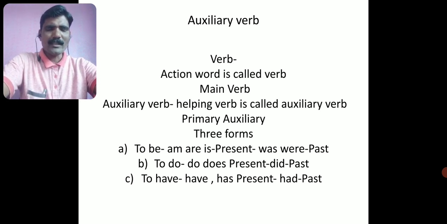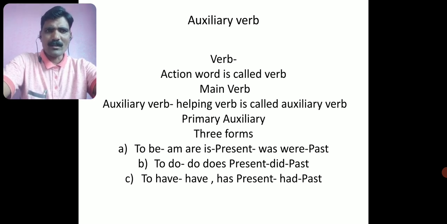Suppose you want to make these two sentences interrogative or yes-no type. Yes-no type means the answer to this question is always yes or no. Okay. I play cricket. Do I play cricket? Does he play cricket? So there is a question mark, and the answer is always yes or no.